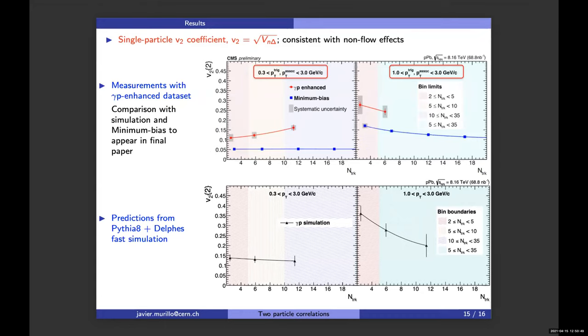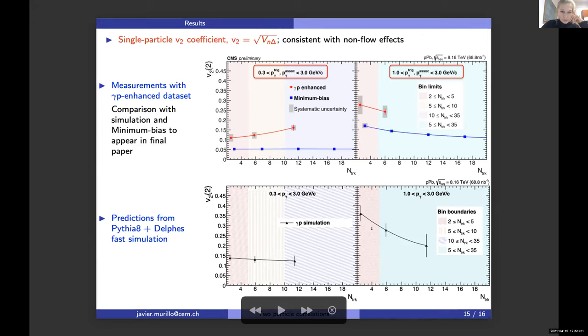No, the ones at the top are from CMS. So this is the UPC, the gamma proton data sample from CMS, the red one. The blue one is minimum bias that has been shown in previous papers. And this is Monte Carlo, the one at the bottom. Okay, but the lower figure shows the Monte Carlo, but the points are from the experiment? The bottom picture is not experiment. This is only Monte Carlo.